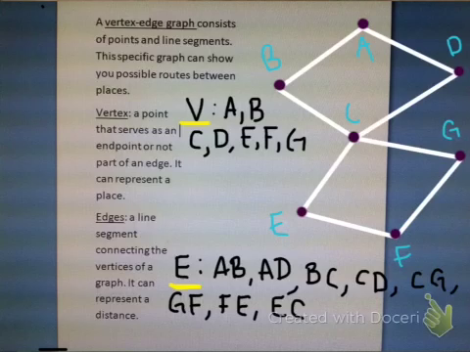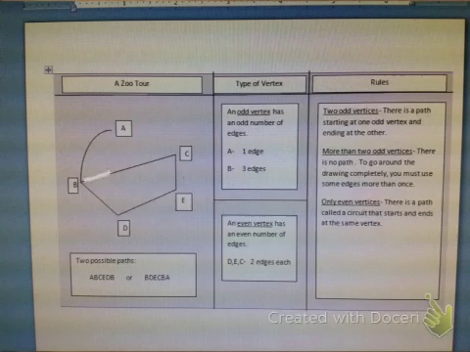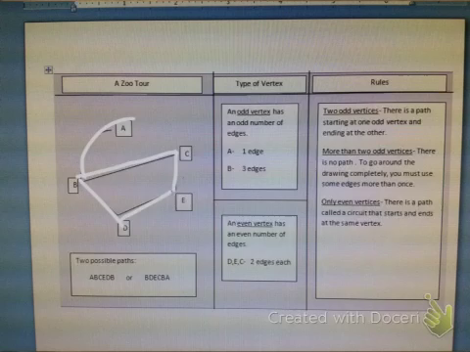You can go from A to B to C to E to D and back to B. Or you can go from B to D to E to C to B and then to A. So those are the two possible paths.